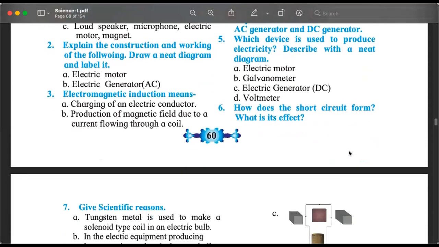Question number 5 says, which device is used to produce electricity? Describe with a neat diagram. Electric motor, no. Galvanometer, no. Voltmeter, no. Electric motor is used to convert electrical energy into mechanical energy. Galvanometer is used to detect electric current. Voltmeter is used to measure voltage. So none of that. But electric generator is definitely used to generate electricity. And remember that the diagram is not given in the textbook.